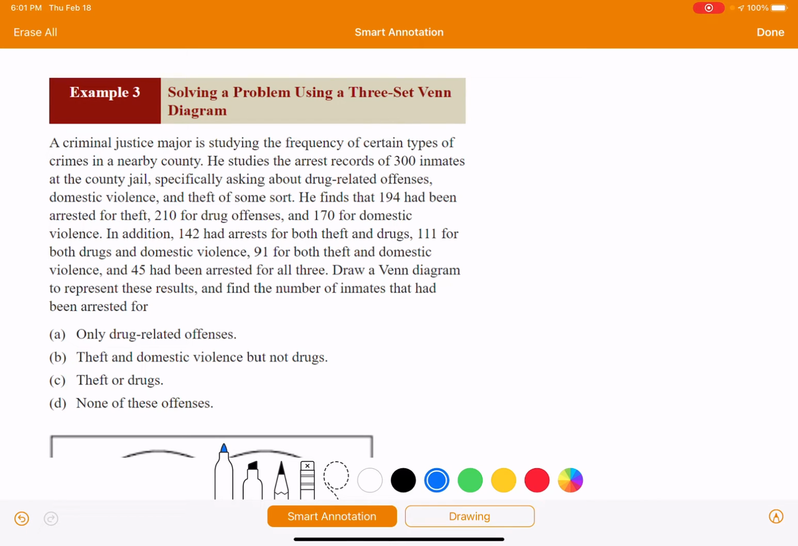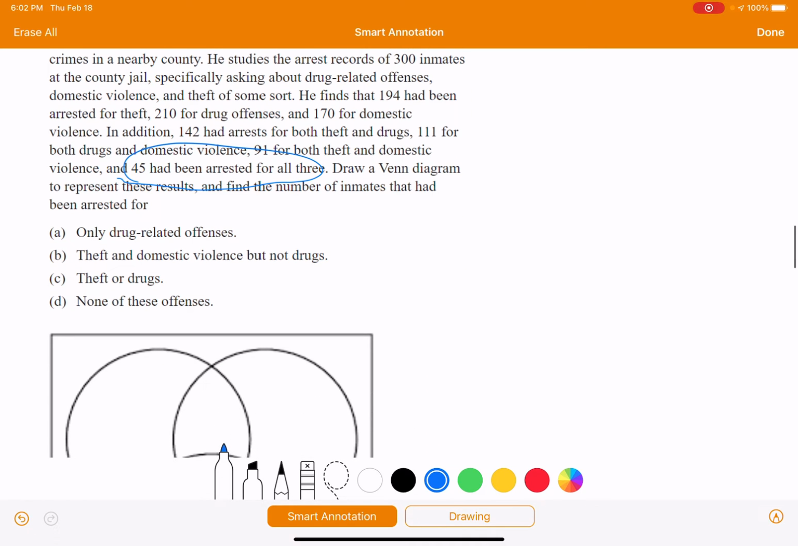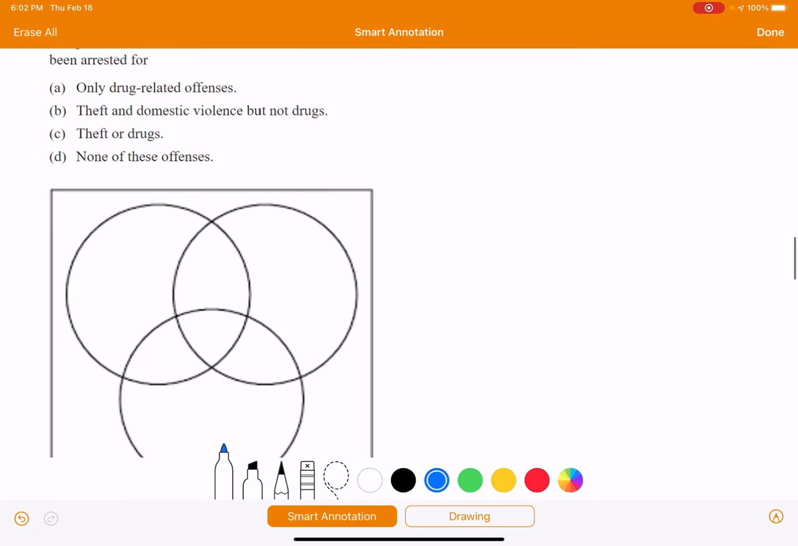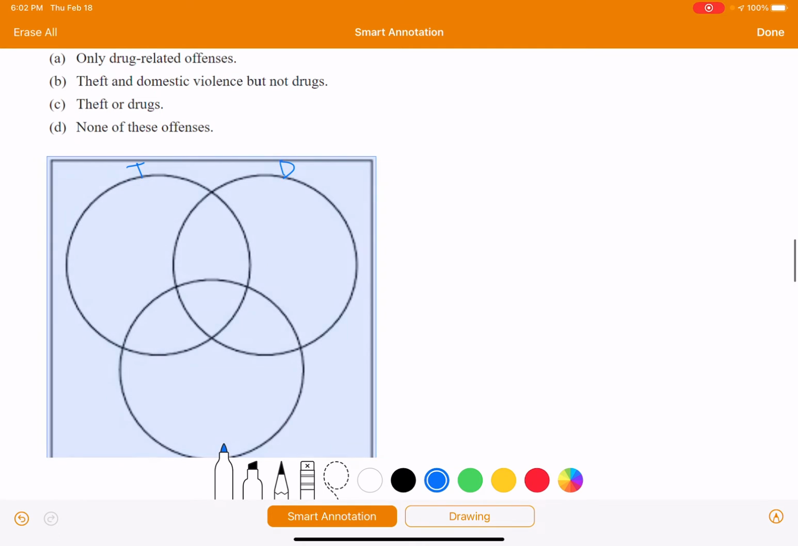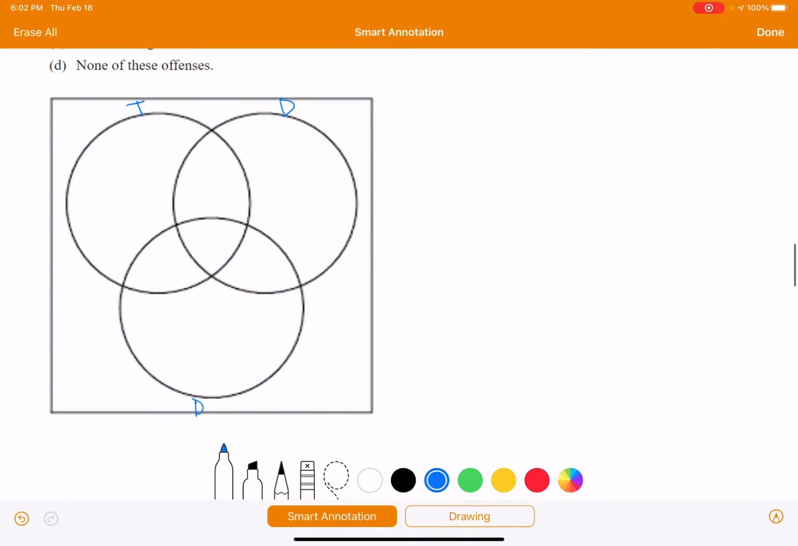In addition, 142 had arrests for both theft and drugs, 111 for both drugs and domestic violence, 91 for both theft and domestic violence, and 45 have been arrested for all three. Draw a Venn diagram to represent these results and find the number of inmates that have been arrested for each one of those listed. Okay, so let's go ahead and label our Venn diagram: theft, drugs, and domestic violence.